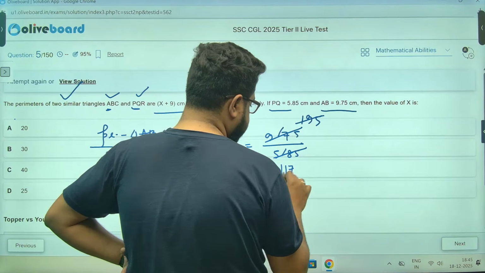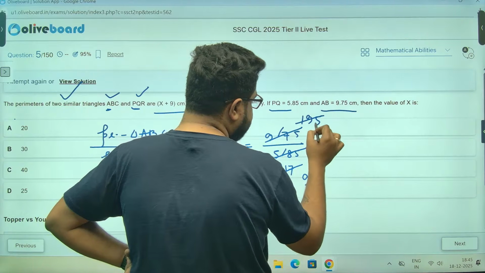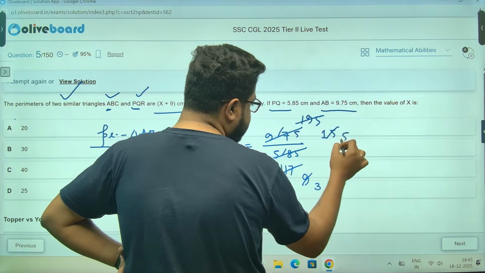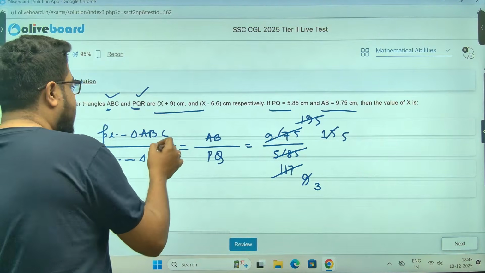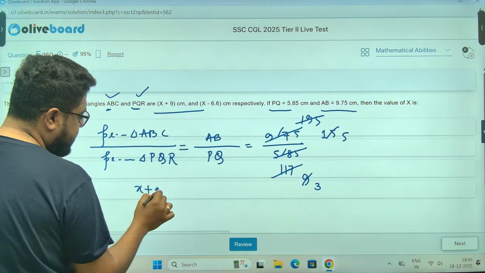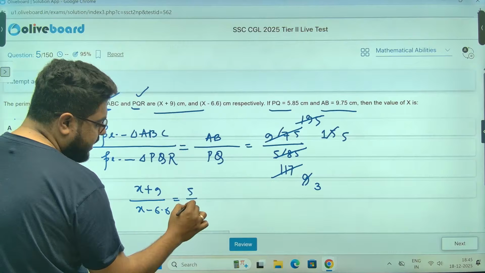Sir, this is so 13 se jayega, right? 13 9s are this, 13 1s are this, 5s are this. 3 3s are this, 3 5s are this. 5 ratio 3. And perimeter is given. Perimeter of ABC is x plus 9. Perimeter of this is x minus 6.6. That is given as 5 by 3.